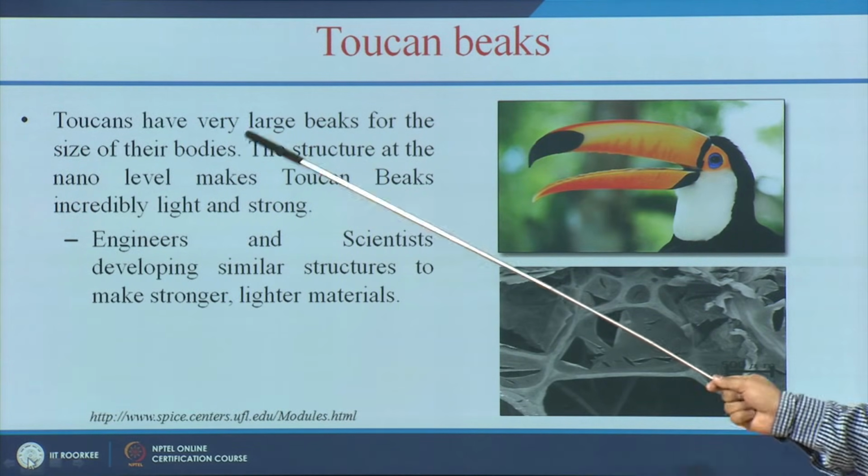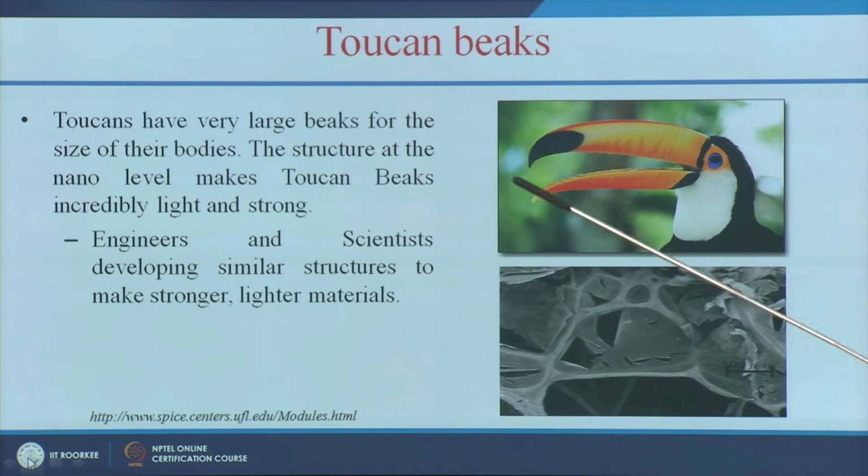So, let us see another example, toucan beaks. If you see the bird, the beak is very big when compared to its body size, but still it is able to manage it, and it is able to fly, and it is able to break the food materials. So, how is it possible?